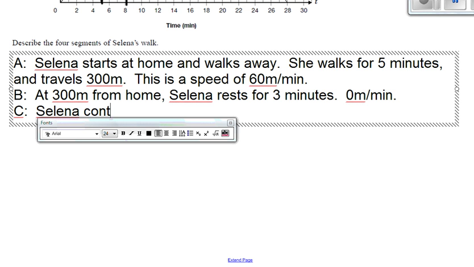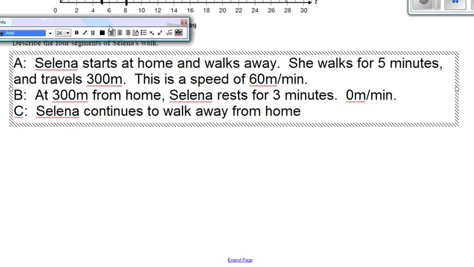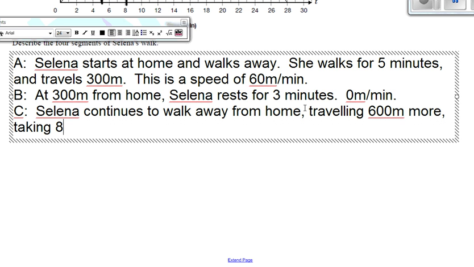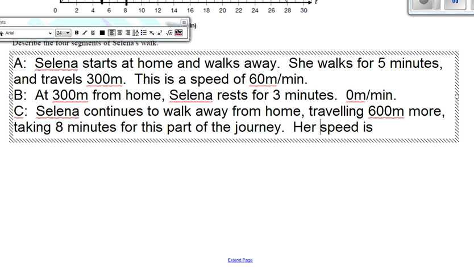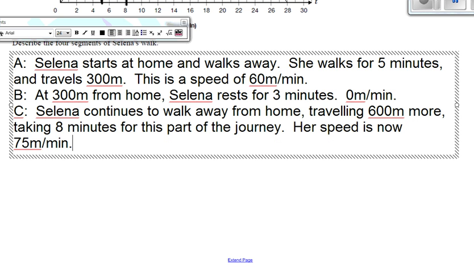Selena continues to walk away from home, traveling 600 meters more, taking 8 minutes for this part of the journey. Her speed is now, so 600 divided by 8 is 75 meters per minute.